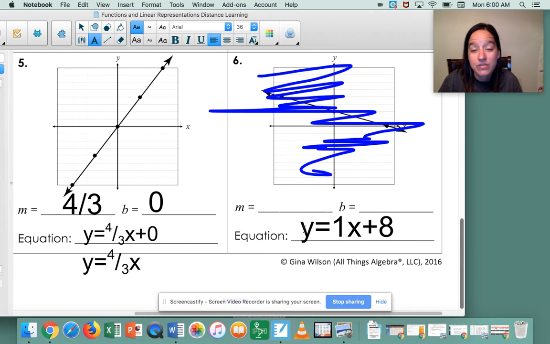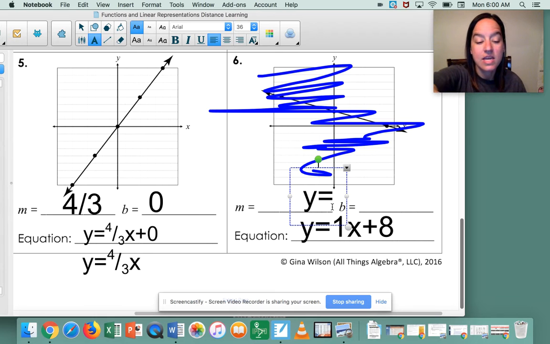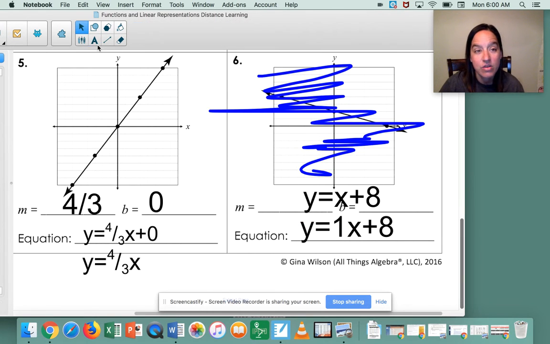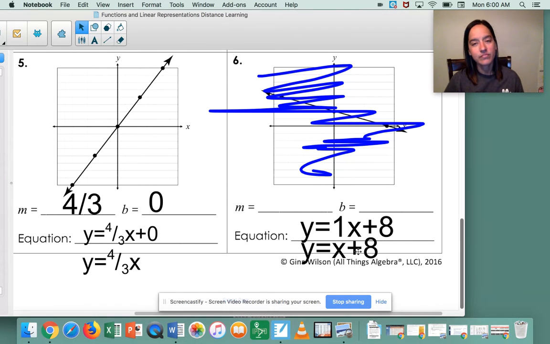So for this particular problem, I could have simplified it to y equals x plus 8. And those two are the exact same thing. And so I want to make sure that we understand that that's clear, because it's important that we recognize that anytime I have a coefficient of 1, I don't necessarily need it.